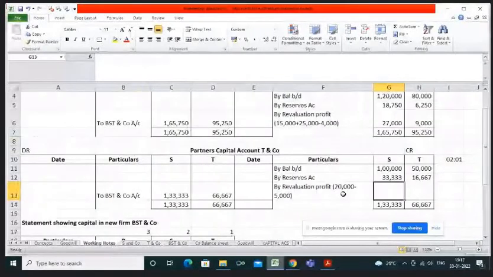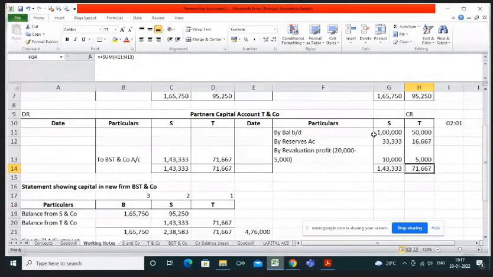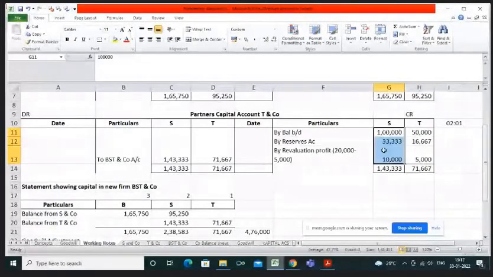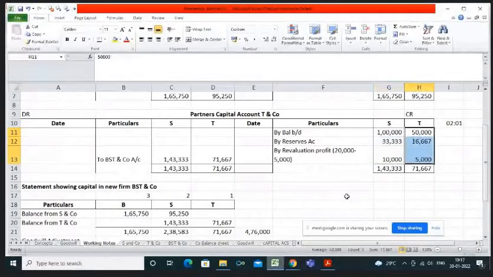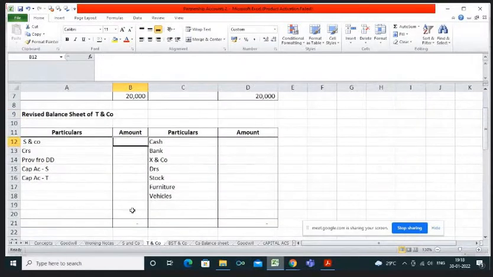We have already worked out the revaluation profits, 10,000 for S, 5,000 for T. So we credit S account by 10,000, T account by 5,000. Now we have to see the updated capital balance. It is 1,43,333 and it is 71,667. This will be useful for the revised balance sheet.